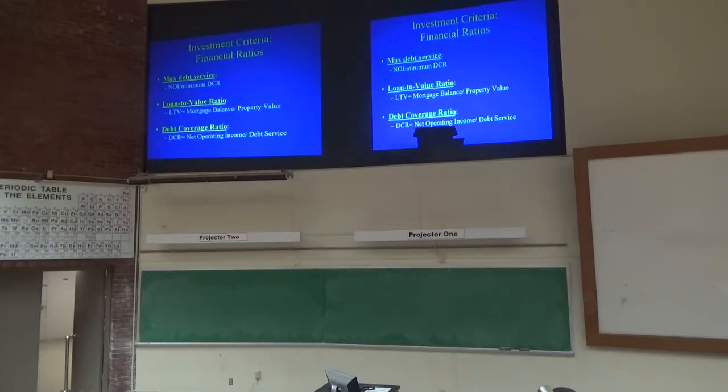So they're looking at max debt service, which is the net operating income divided by the debt coverage ratio, and loan to value, which is the loan divided by the value of the property. Before, you used to be able to put up 30% of the property value and do a 70% loan, but after the financial crisis, the banks' underwriting standards became more stringent, and you had to put up more down payment to get the loan.